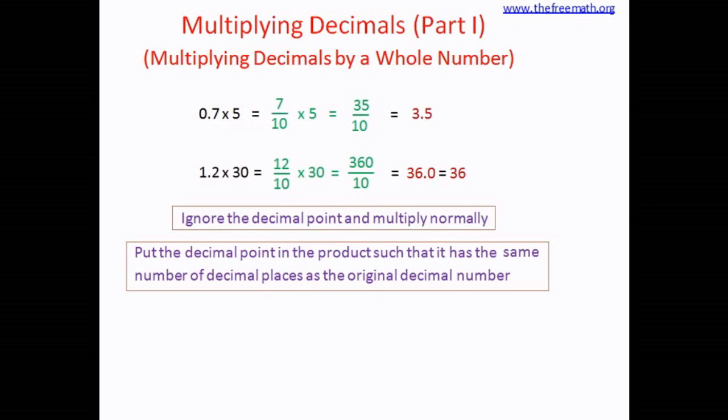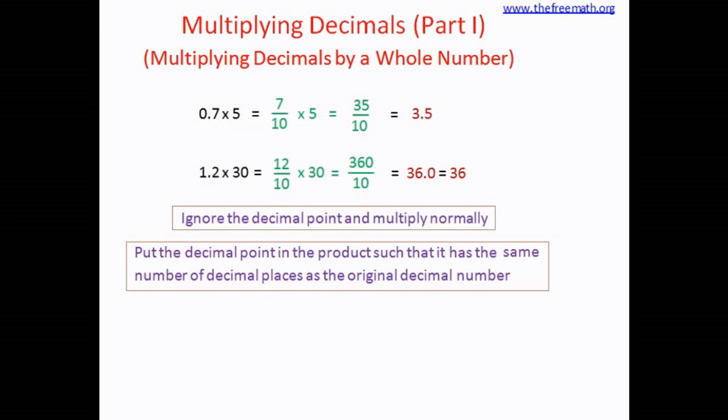Same is the case in the next example. You can see that 12 multiplied by 30 would be 360. And in 1.2 there is only one decimal place. So in 360 we put the decimal point in such a manner that there is only one decimal place, and that would make the answer 36.0, which is equal to 36.